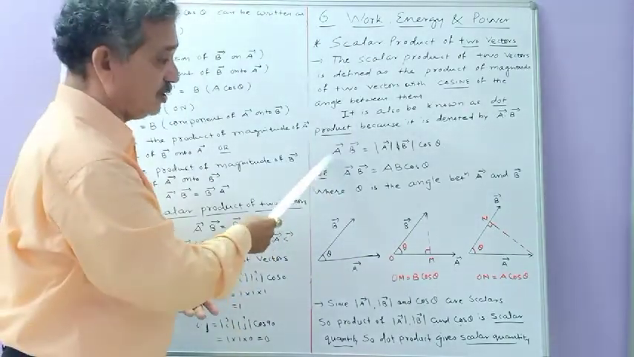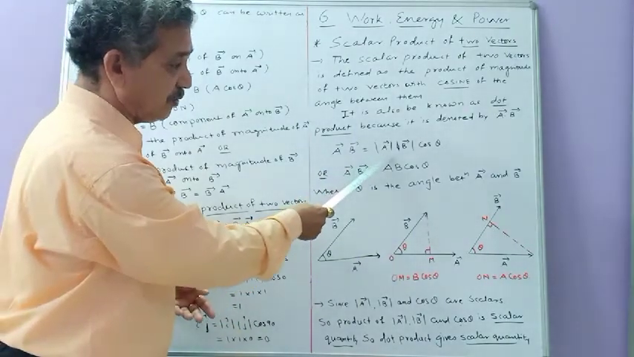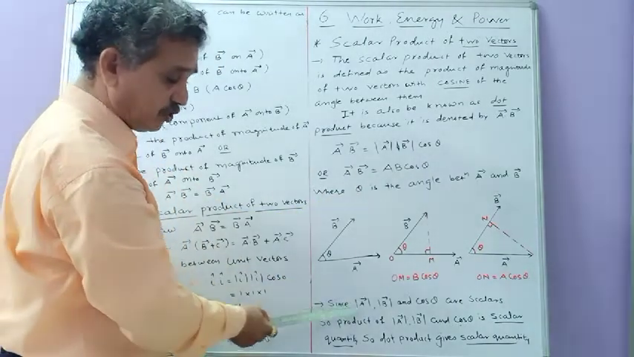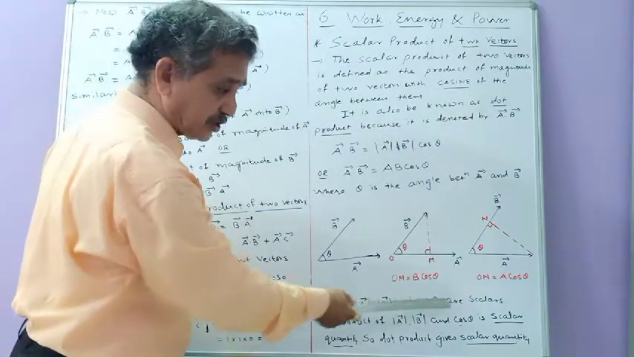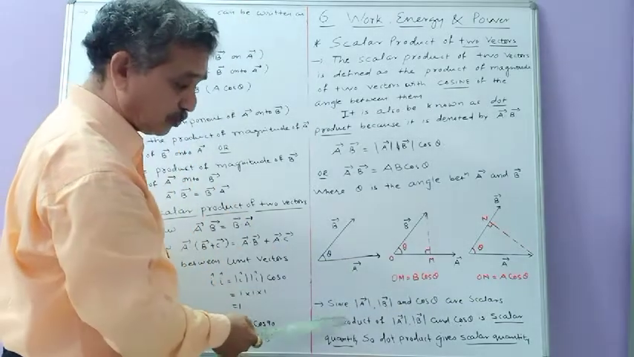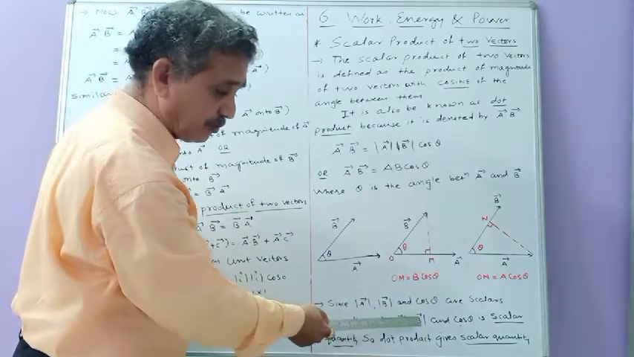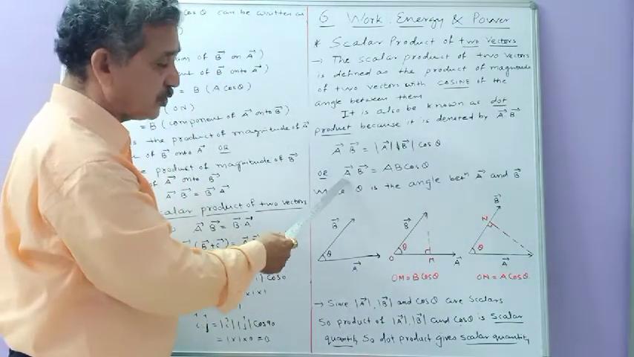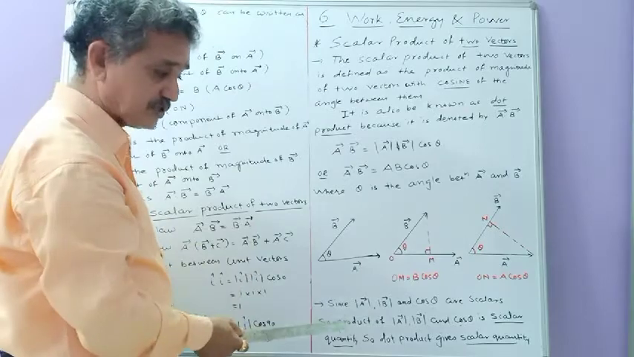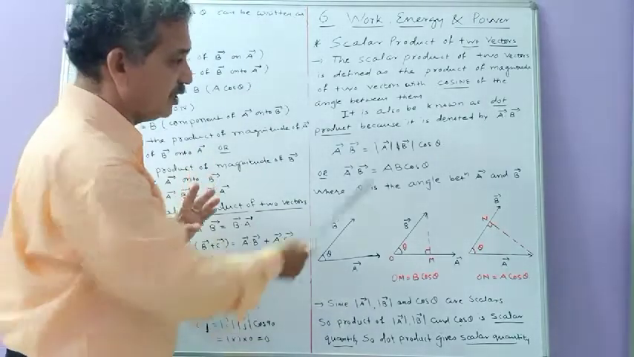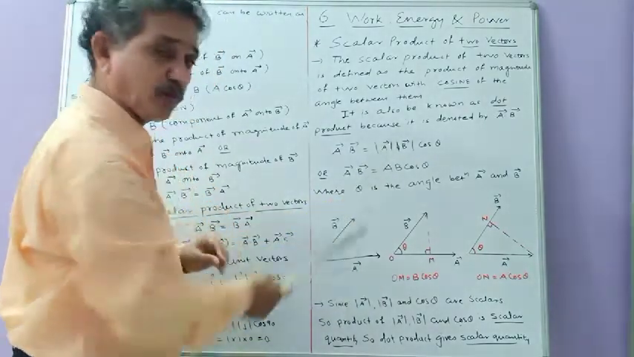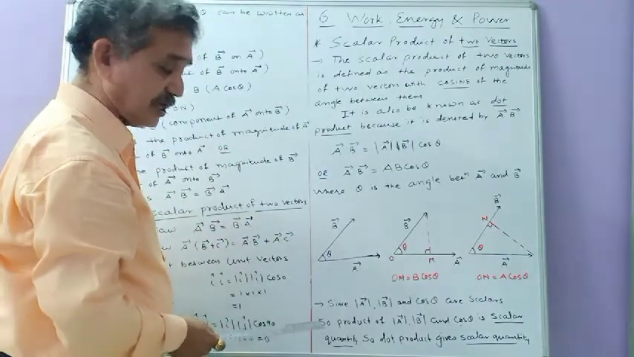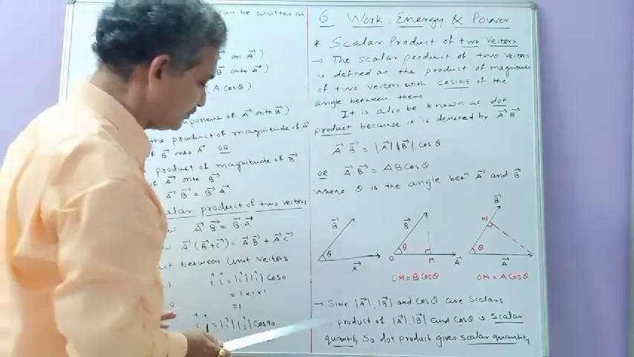Now in this dot product, magnitude of vector A, magnitude of vector B and cos theta are scalars. Since these are scalar values, the product of magnitude of A, magnitude of B and cos theta is also a scalar quantity, and thus the dot product or scalar product of two vectors always gives us a scalar quantity. The product of these three gives only a number, it has no direction. That's why it does not have any direction.